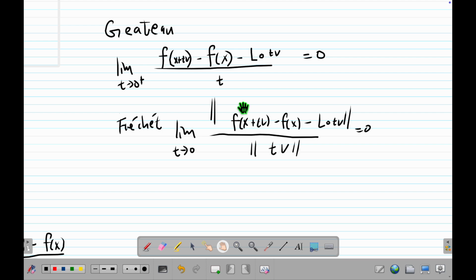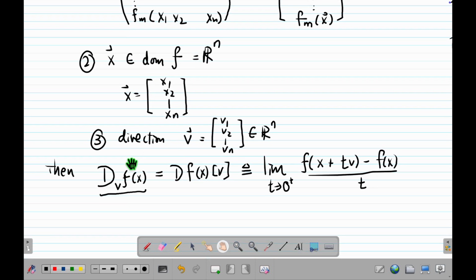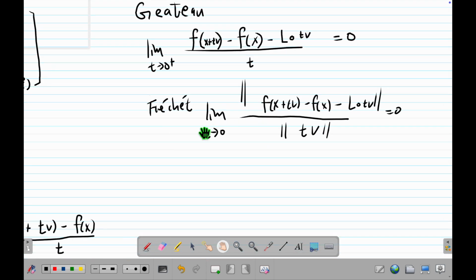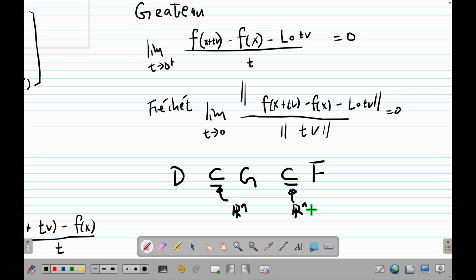Let me tell you, now we have three things: the directional derivative, the Gateaux derivative, and the Fréchet derivative. And the relationship, if I remember correctly, is that the directional is a subset of the Gateaux derivative, which is a subset of the Fréchet derivative. That means this one is the most general. And I said in finite dimension, they are equal. Equal means we are in Rn, they are equal.